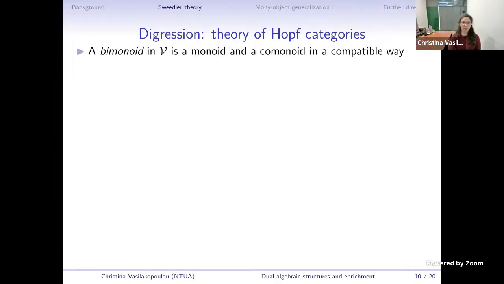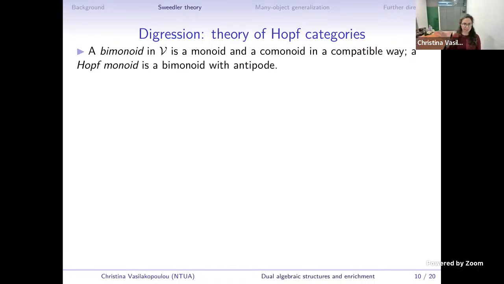So very briefly, if we think about monoids and comonoids in V, one way that they can be interrelated is the concept of a bialgebra. So a bimonoid in V is a monoid and a comonoid whose monoid structure maps are comonoid maps, and vice versa, and equivalently the other way around. So it is a Hopf monoid, a Hopf algebra, if it also has an antipode.